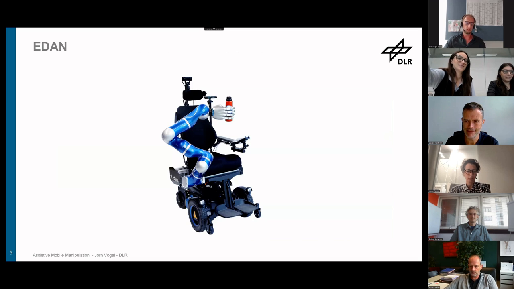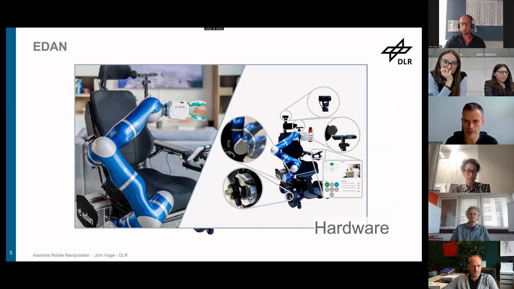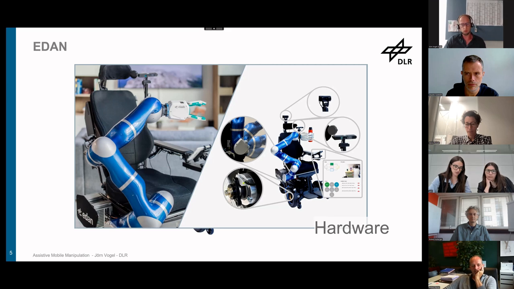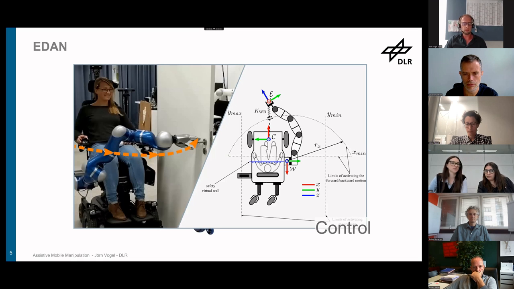And on this system, we research basically all aspects of robotics, starting from the hardware, where we integrated the arm with the wheelchair. We actually put an additional axis to the arm to increase reachability also to the floor. We equipped the wheelchair with some wheel encoders to be able to measure the odometry of the wheelchair, to have a mobile robotic system where we can control all degrees of freedom. We then, of course, take care of the control using the DLR lightweight robot in torque control mode and controlling it together with the platform.